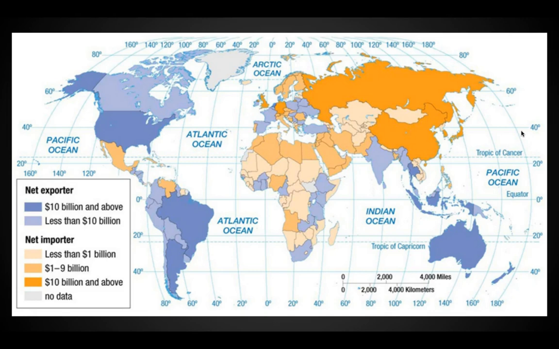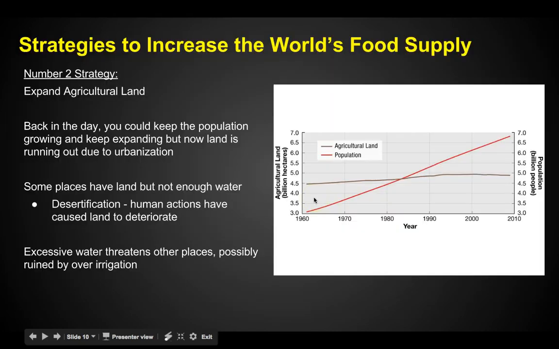Here are the exporters: United States, Brazil, Argentina, Australia. We're exporting bunches of food worldwide. And then the importers. Who needs a bunch of food? Russia and China. You still, of course, see North African countries because there's lots of desert area there as well, and mainly lots of African countries.